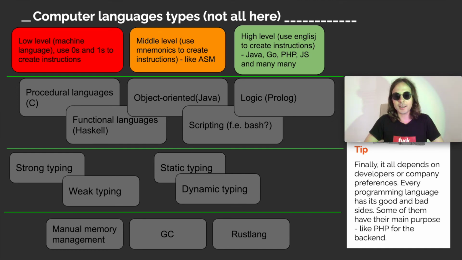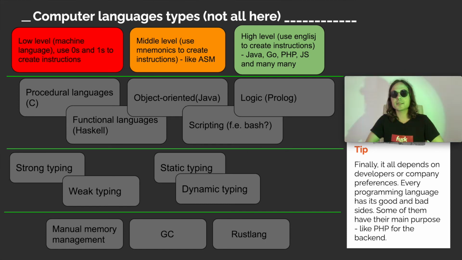So again, there are a few ways to classify programming languages: according to their level, low, high, or middle, etc., or according to programming style, which is procedural, object-oriented, logic, scripted, and functional, or about how types are organized there, like strong typing, weak typing, static, and dynamic. And according to memory management, it is manual, or garbage collector, or Rust.